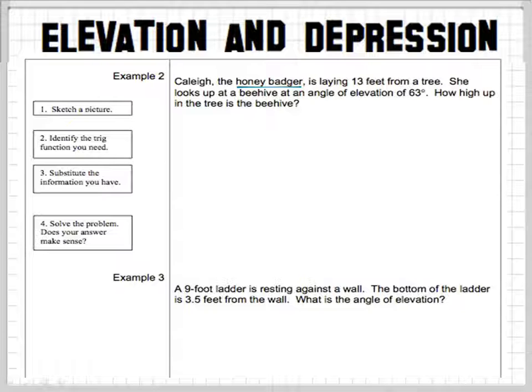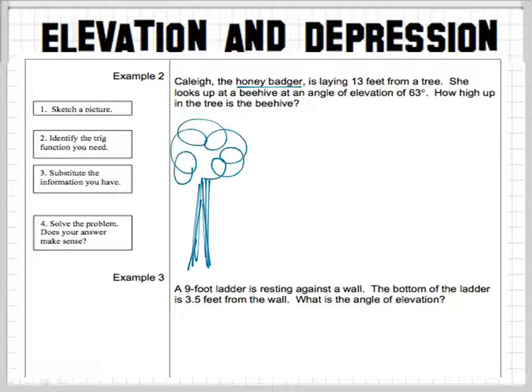Alright, so he's laying from a tree. Let's draw a tree right here. He's laying 13 feet from a tree, so let's draw 13 feet right here. I'm going to draw a honey badger, and he's laying down. He's not dead. There's his legs, and he's just chilling right here, with his beady little eyes.